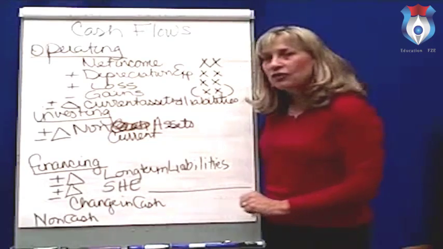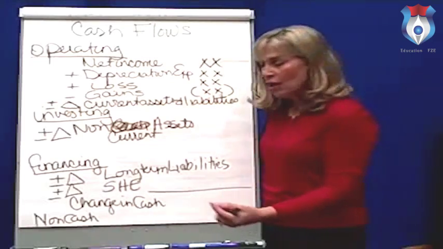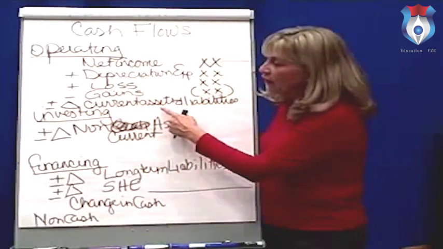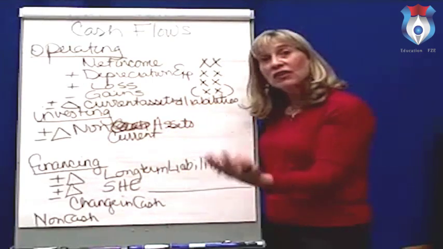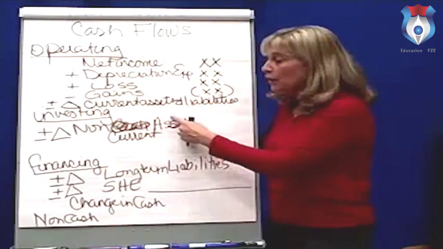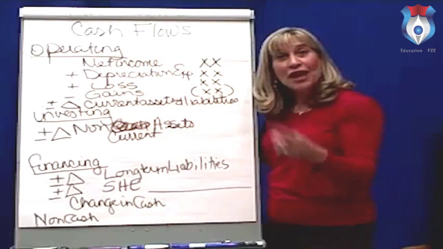The final thing that you have to disclose is any non-cash changes that flip things from investing to financing or financing to investing. Since no cash came in or went out, but you changed these categories, you have to disclose it. So that's an overview.